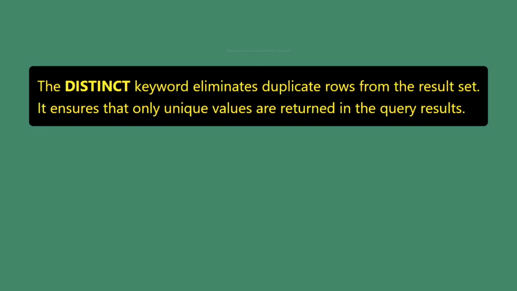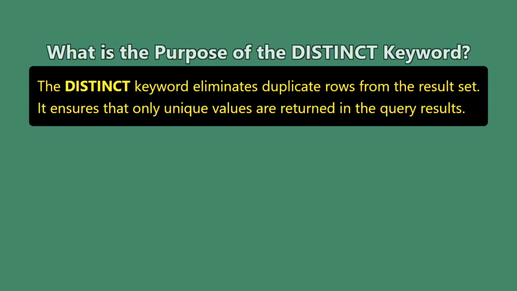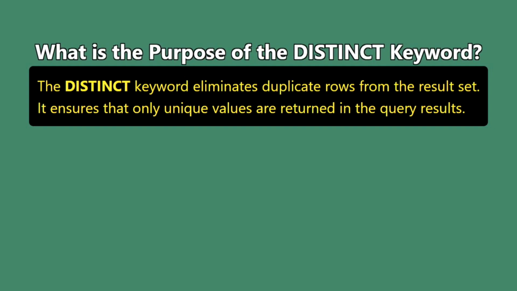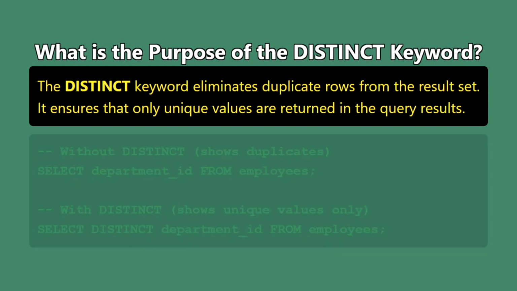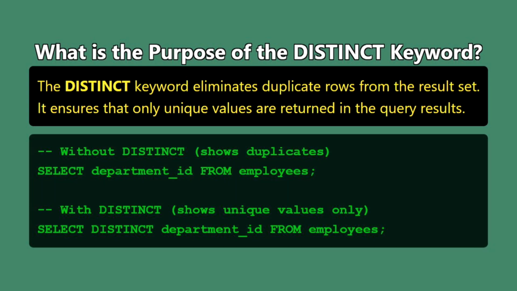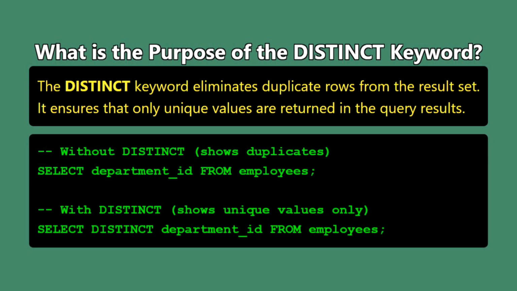One of the common interview questions is, what is the purpose of the DISTINCT keyword in SQL? The DISTINCT keyword serves a crucial purpose in SQL. It eliminates the duplicate rows from the result set, ensuring that only unique values are returned in the query results. In the example, without DISTINCT, your query would return all department IDs, including duplicates. But when you add the DISTINCT keyword, you get only the unique department values.